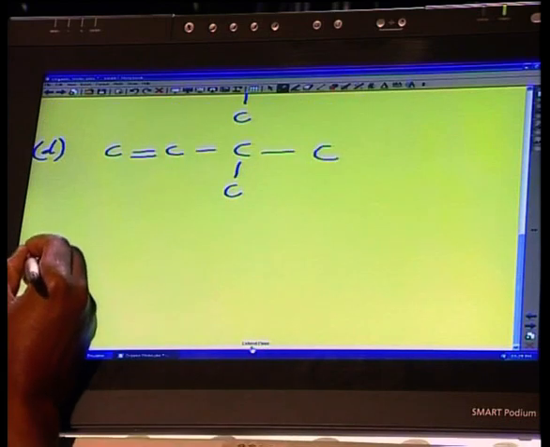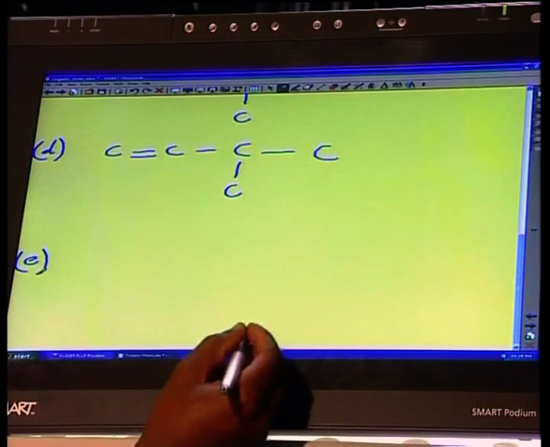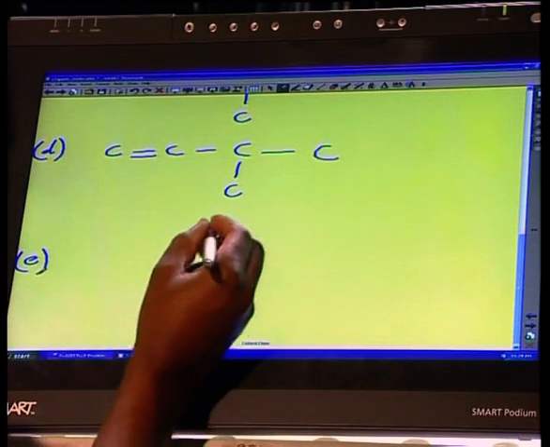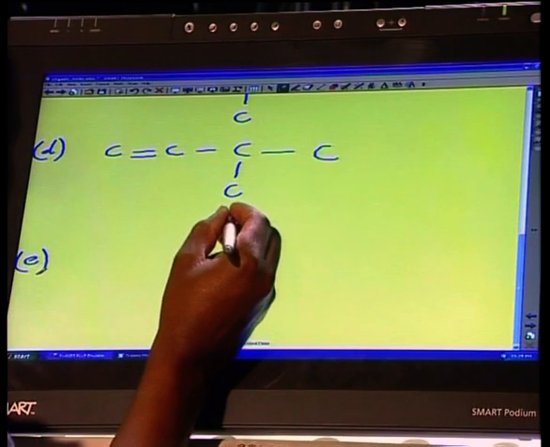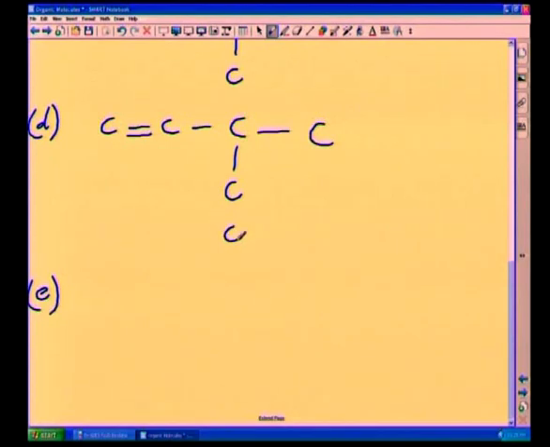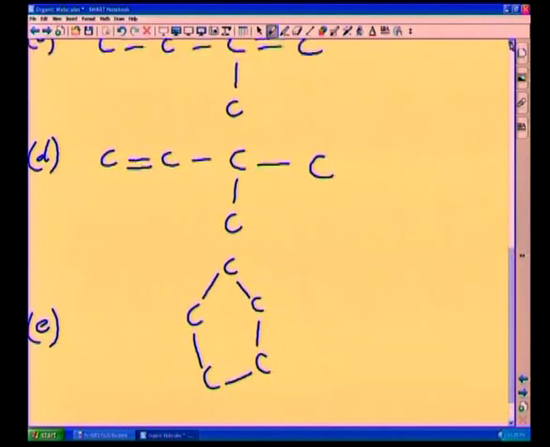Then E, the fifth one, we can also have a situation where we have a ring structure of pentane, for example. Okay, so here we have 5 carbon atoms bonded together in a ring structure, and that will be an isomer of the rest. Now let's put in the hydrogen atoms.